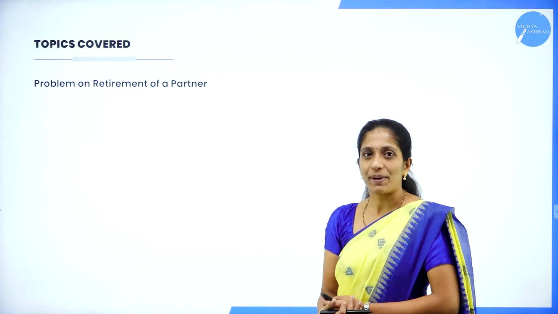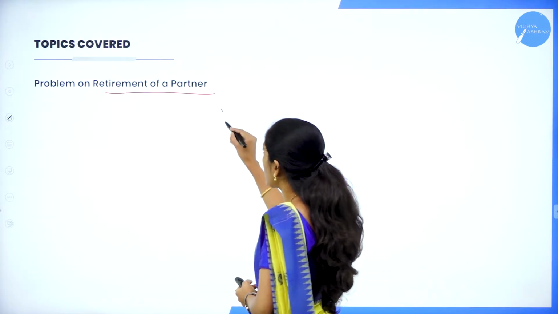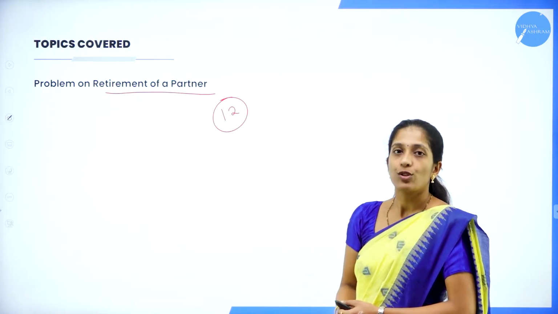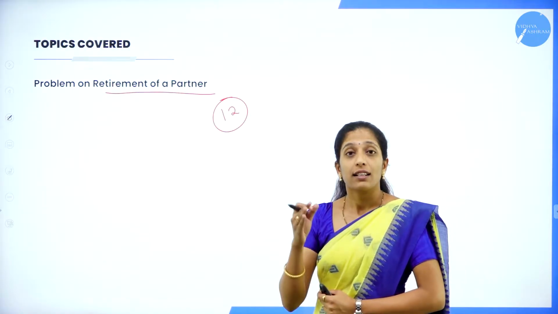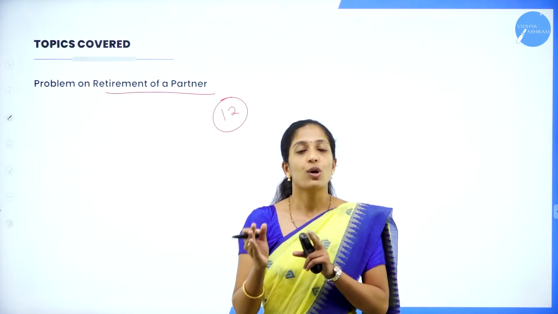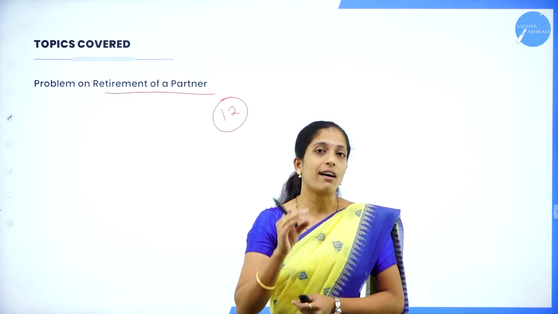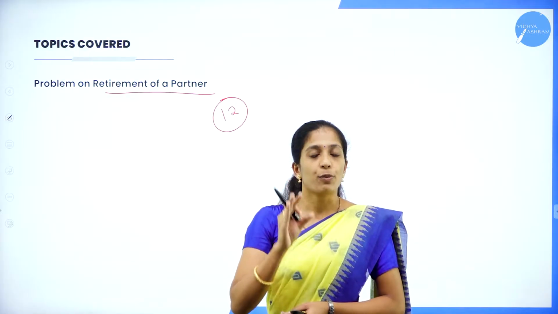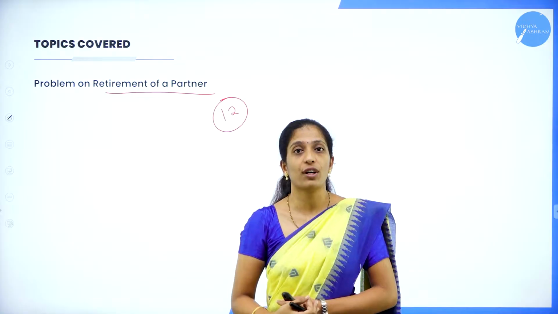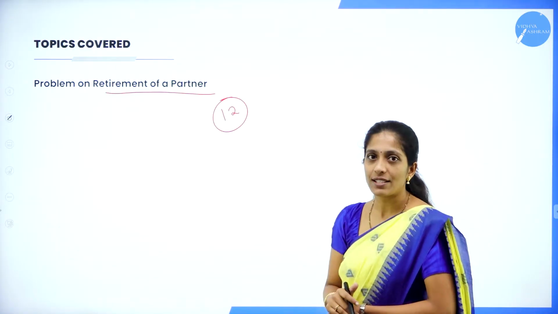If you see the previous session, we discussed a problem on retirement of a partner, a 12 marks important problem. The problem was like this. Whatever amount has to be paid to the retiring partner, usually we transfer to the loan account. But in the previous problem, they had given in the question that Rupees 5,000 has to be paid in cash and the remaining amount transferred to his loan account. That type of problem we solved in our previous session.